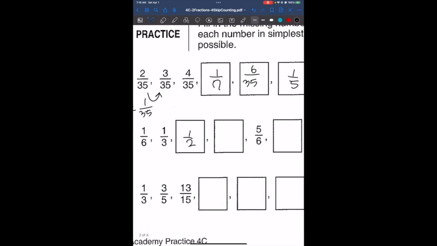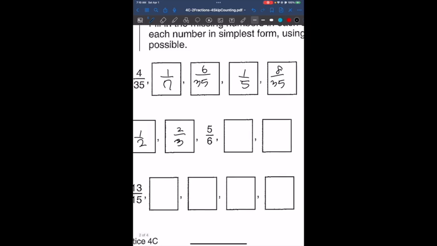Then that's 3 over 6, so we add 1 over 6 once more, that gives us 4 over 6. And when we divide both the numerator and denominator by 2, that gives us 2 over 3. And then adding, 2 over 3 is basically 4 over 6. And if we add 1 over 6, that gives us 5 over 6.